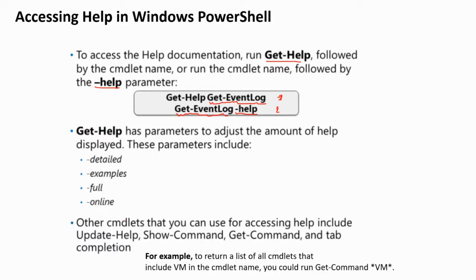For example, to list all cmdlets that include VM in the cmdlet name, you could run Get-Command *VM* in order to find the cmdlets that include VM. As you know, in scripting, a star before means any characters before, and a star after means any characters after.